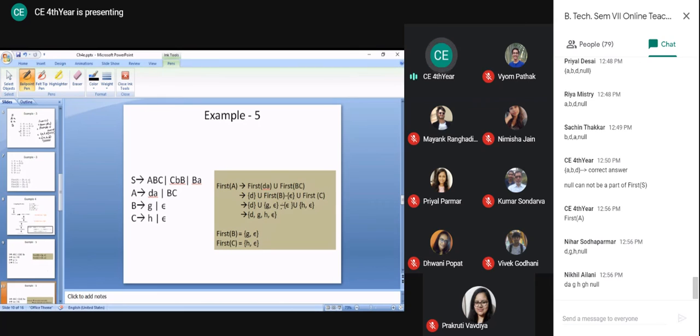Why are we subtracting null? Because if null is present in both, then it will be a part of the final answer. Because B is giving null, C is also giving null, so we are adding null in the list. This is why we are getting D, G, H and null in first of A. Now the most important thing, we want to find first of S. We want to find first of H.